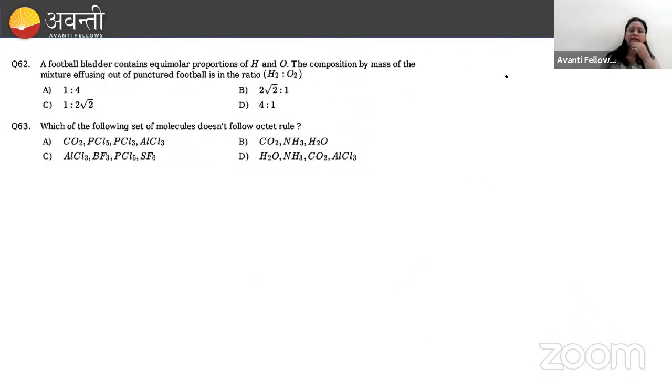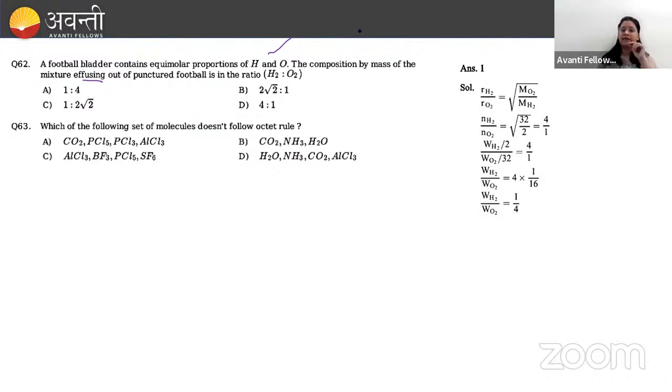The football bladder contains equimolar proportions of hydrogen and oxygen. The composition by mass of the mixture effusing. So here we have to use the effusion formula. We have seen Graham's law of diffusion. Okay, effusion and diffusion, for both the formula is the same. That is, rate of diffusion is inversely related to the molecular weight of a given substance. Okay, so here I have rearranged the equation: for H2 the mass is written below, for O2 the mass is written above. Okay, because it is an inverse relation.